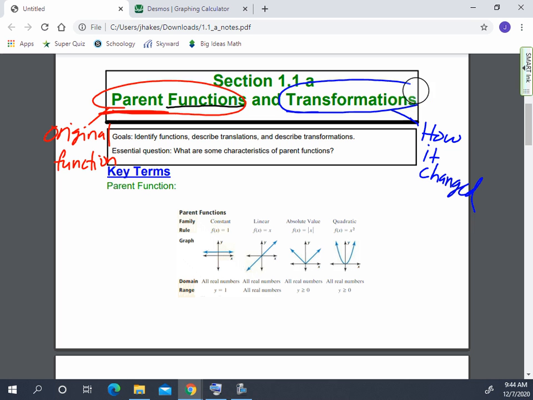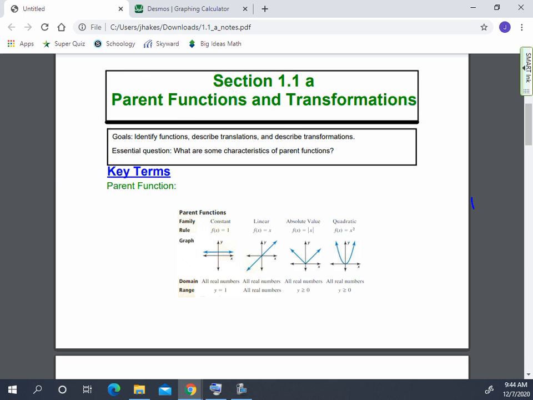Going down here. In order for me to scroll, I have to erase this. So if you need to go back, you can rewind your video. Some goals here are to identify functions, describe translations, and describe transformations. I'll go through transformations and translations here in a minute. My essential question to you is, what are some characteristics of parent functions? Maybe think about that as you're going through the video. What do these parent functions have in common? I don't know. Let's find out.